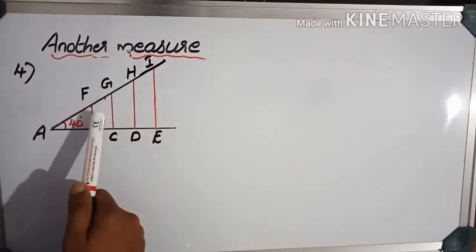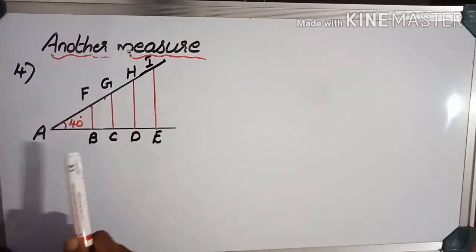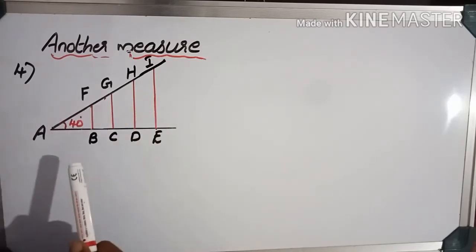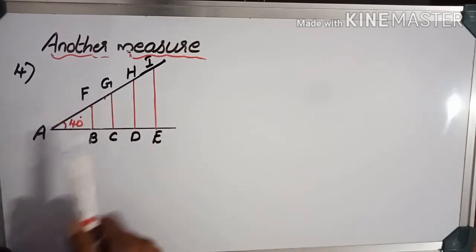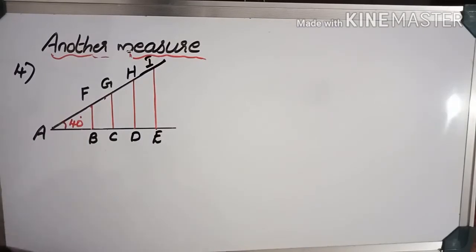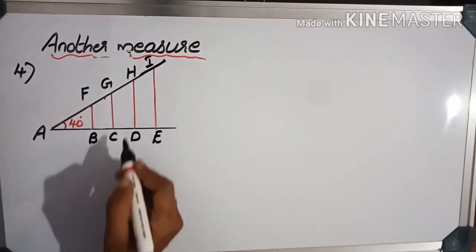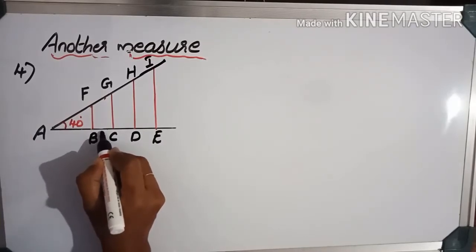Okay, we need to prove that these perpendicular heights are in arithmetic sequence. And one more clue is given: all these heights are equally spaced. Equally spaced means the distance between each height is the same. Let's consider that distance as d.